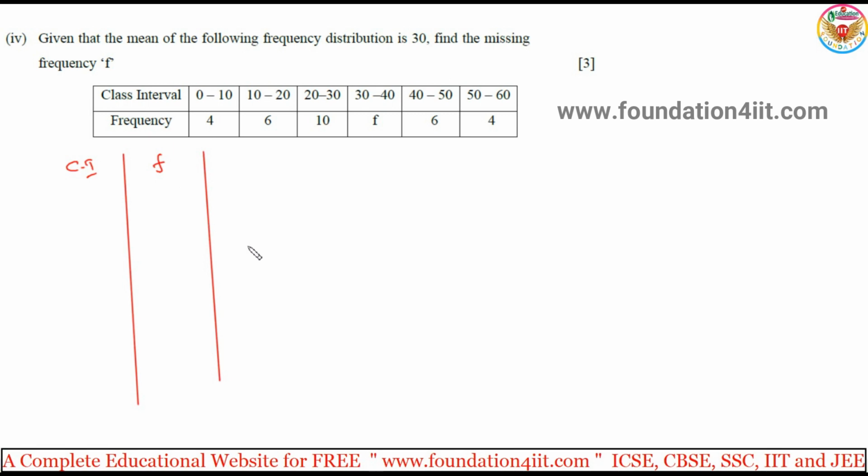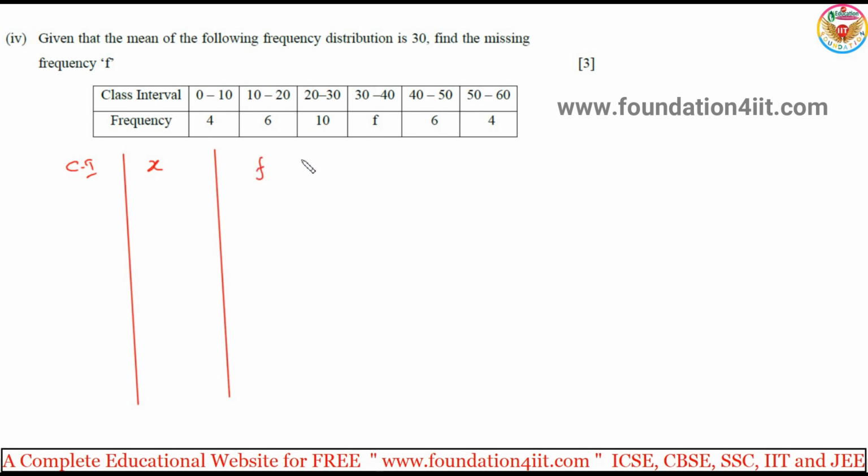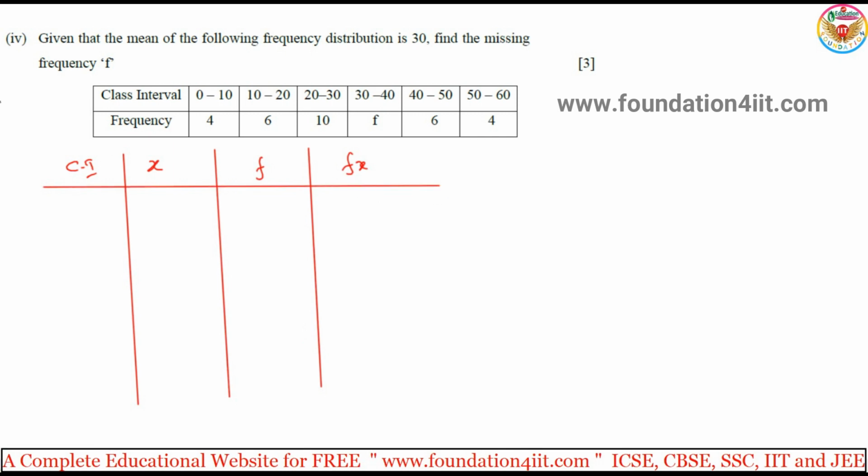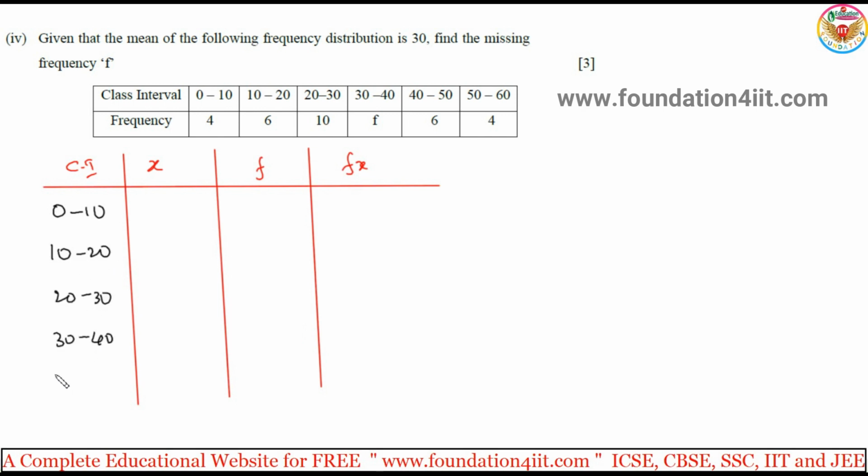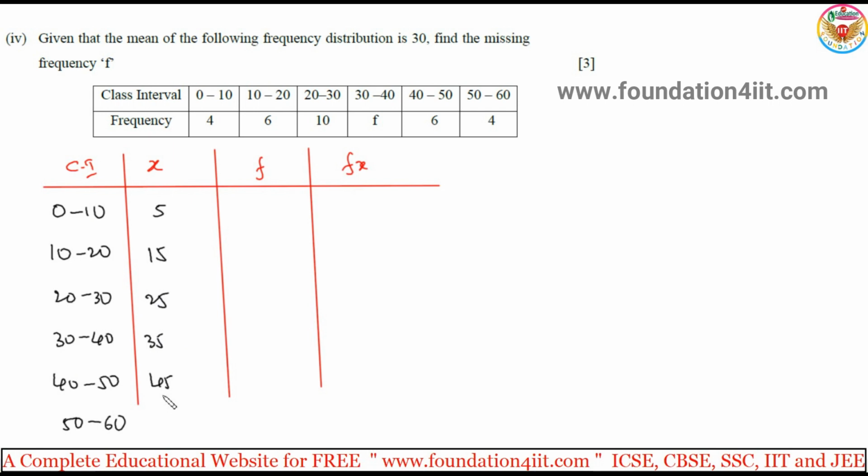Extra, you can make xi, that means let us take the mid value, and frequency, then fx, and the addition of these columns. Just apply the values: 0 to 10, 10 to 20, 20 to 30, 30 to 40, 40 to 50, and 50 to 60. x is the mid value: 0 to 10 middle is 5, then 15, 25, 35, 45, and 55. Frequency is given in the question: 4, 6, 10, f, 6, 4.